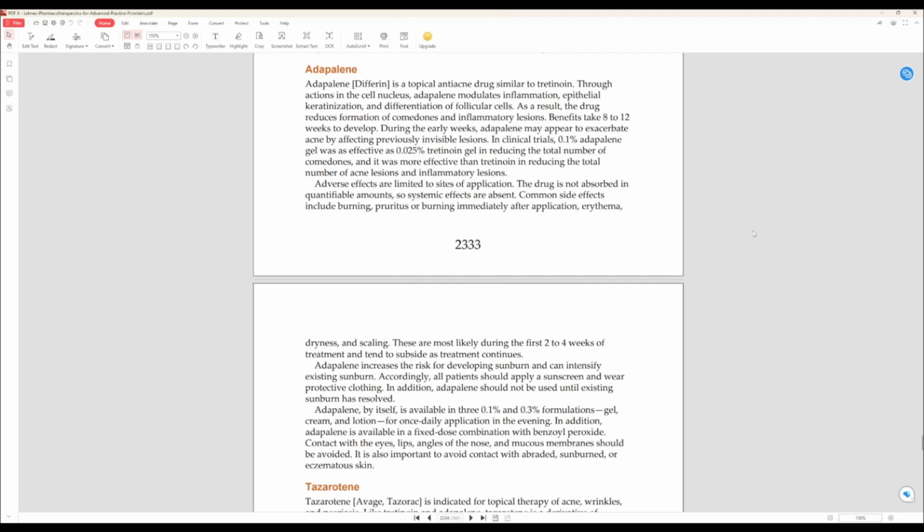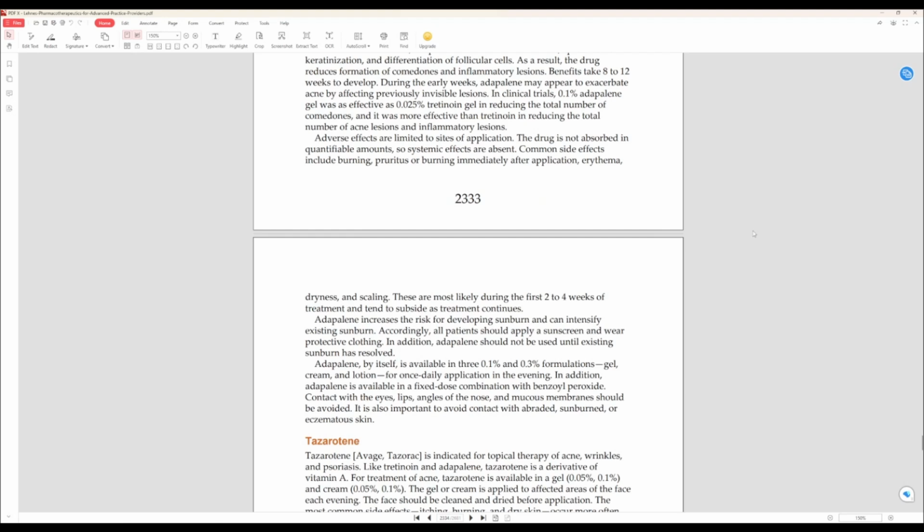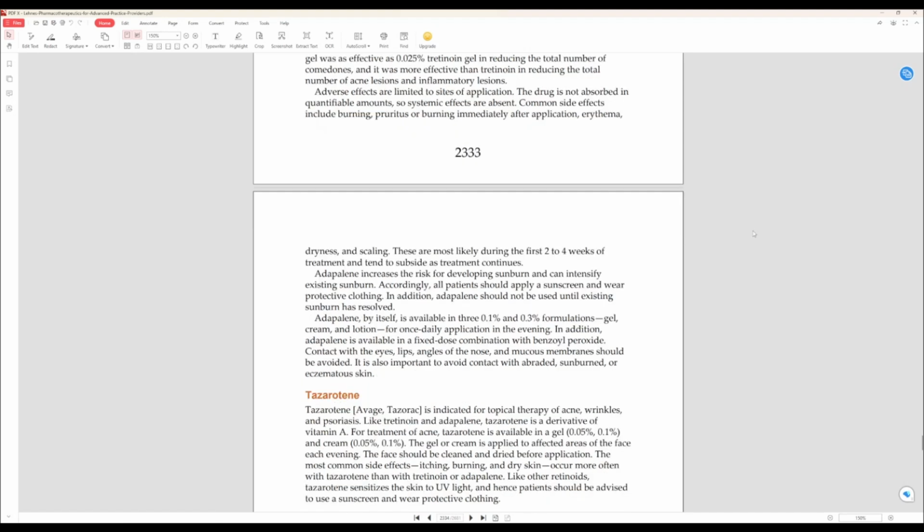In addition, adapalene is available in a fixed dose combination with benzoyl peroxide. Contact with the eyes, lips, angles of the nose, and mucous membranes needs to be avoided. It is also important to avoid contact with abraded, sunburned, or eczematous skin.